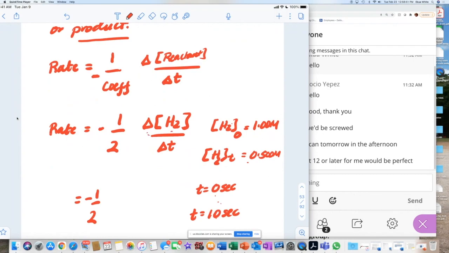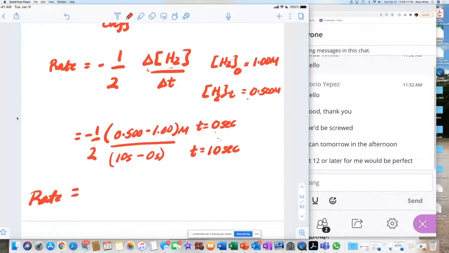Well, I have the formula here. 1/2 change in hydrogen concentration. Use the second number, the final amount, minus the initial amount. And then over change in time, final time, 10 seconds. Oh, I didn't put my units here. 10 seconds minus initial, 0 seconds. Okay.